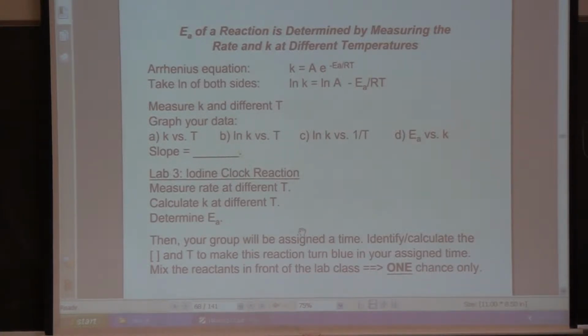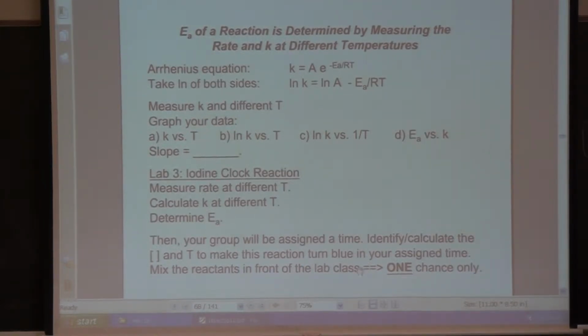So your group is going to be assigned a time, for example, 30 seconds or a minute and a half. You and your group want to identify or calculate or both the concentration and temperature to make this reaction turn blue in your assigned amount of time. And then, this is the best part, your group will go in front of the class and mix those reactants and see how close your time gets to the assigned time. You don't get to practice this based on your calculation only.